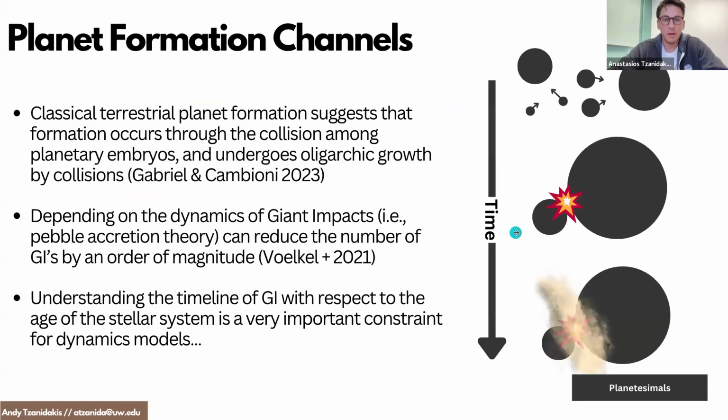So one thing to talk about, in case folks are not familiar, is how exactly we expect planet formation channels to occur. The classical theory tells us that planet formation usually occurs through the collision of what we call planetary embryos. Once the material around the star has coalesced and begins to clump together, these embryos will begin to bump into each other. Depending on the kinematics and dynamics of that disk and those embryos, they will undergo these collisions and go through oligarchic growth. The smaller pieces will bump in and become bigger, and then those bigger pieces will bump into other pieces. So it's a cascade of different collisions.